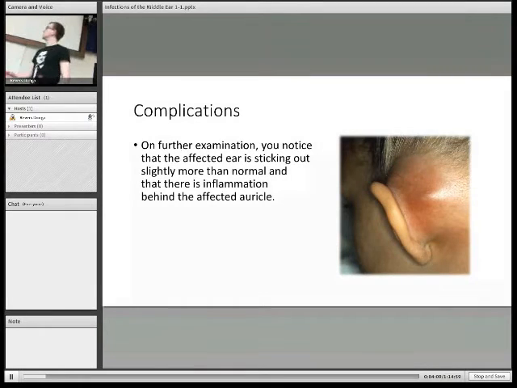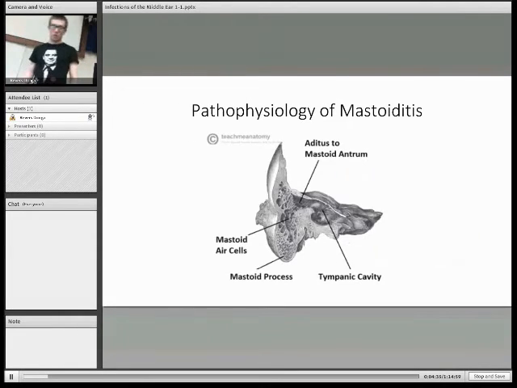So, as you can see here, on further examination of this young lad that's come in, you'd notice that the affected ear is sticking out slightly more than normal, and you can see there's inflammation behind the affected ear. Now, this was one of the pictures that we could find, but it wouldn't be as serious in our case study, and if you managed to miss that and had to have a further exam to find that, then that'd be a bit worrying. So with mastoiditis, that's what that was, by the way.